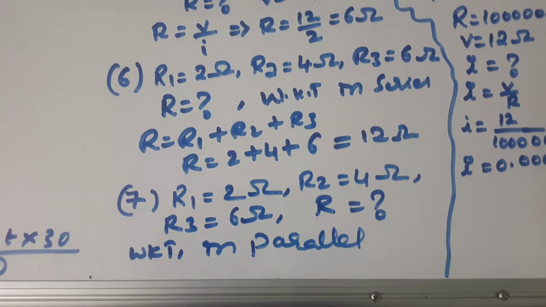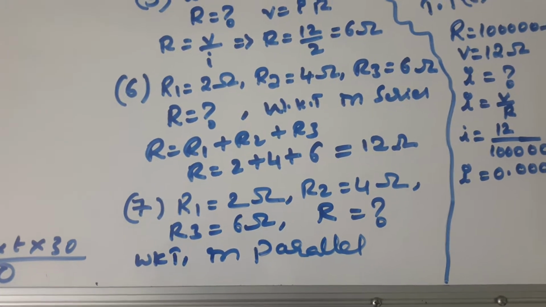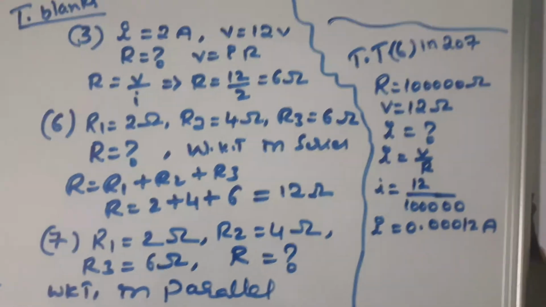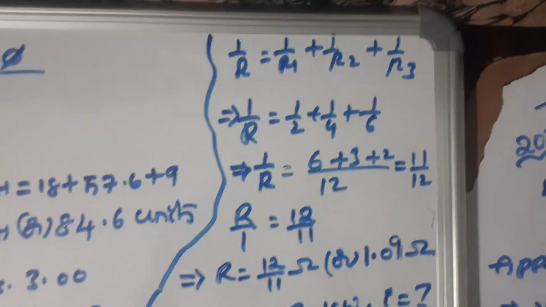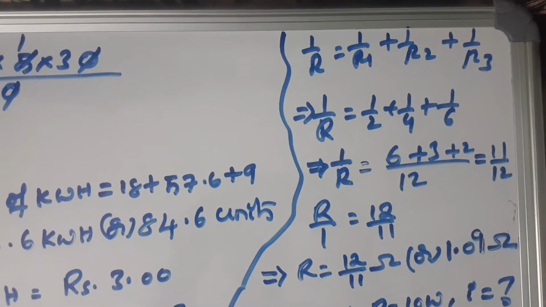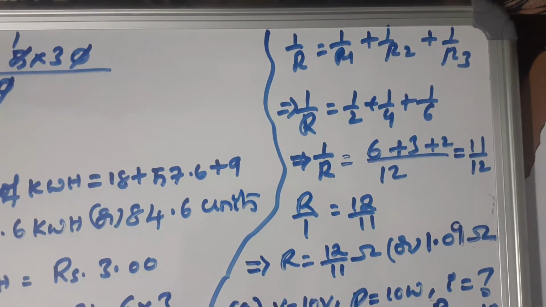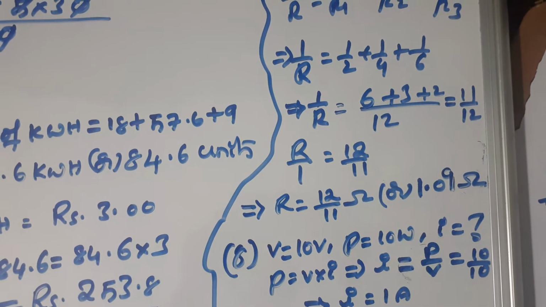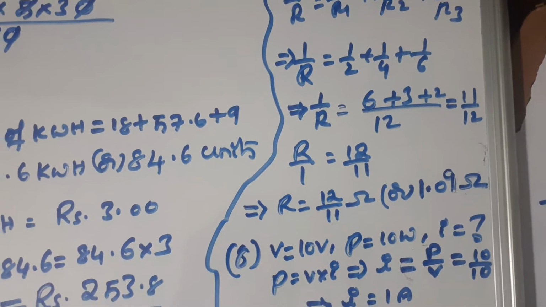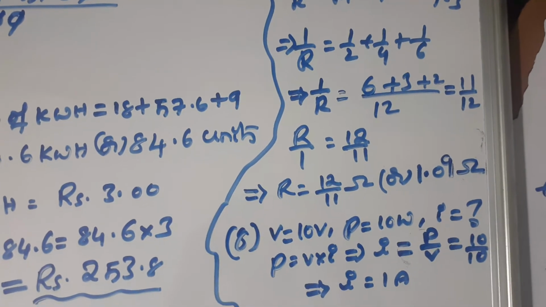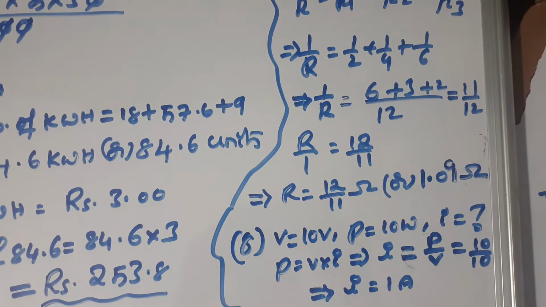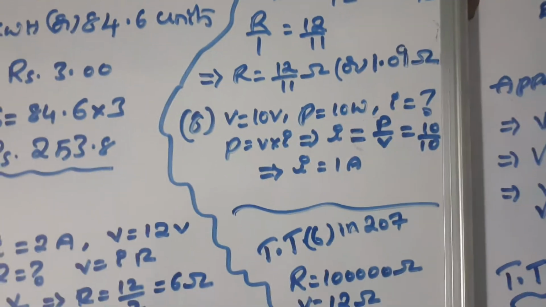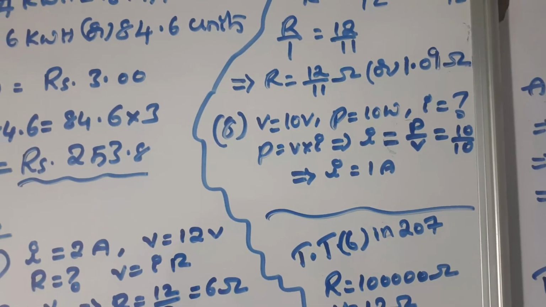Similarly, three resistors of 2 ohms, 4 ohms, 6 ohms are connected in parallel. What is the total resistance R we want to calculate? But you know that in the parallel combination, 1 by R is equal to 1 by R1 plus 1 by R2 plus 1 by R3. Then LCM is 12, students. 1 by R is equal to 11 by 12. Then we want R, that is why the reciprocal is taken. 1 by R is written as R by 1, then 11 by 12 becomes 12 by 11, which is equal to 1.09 ohms.